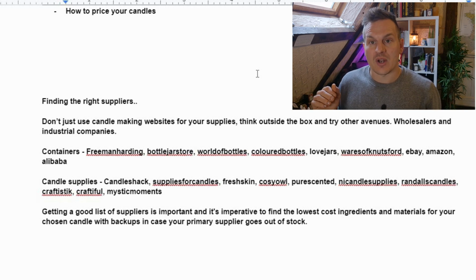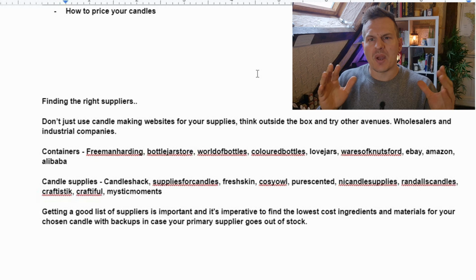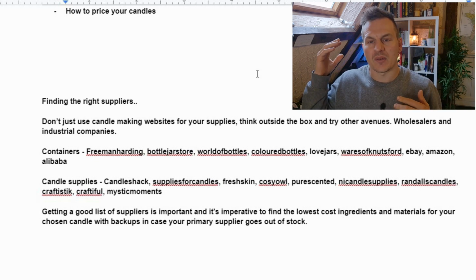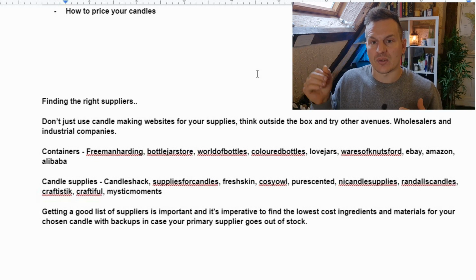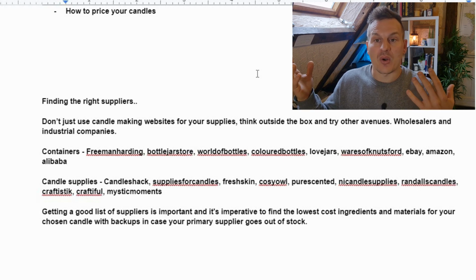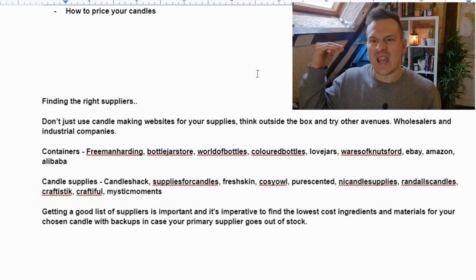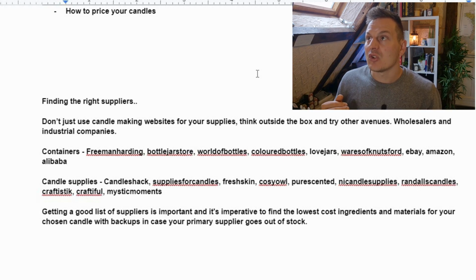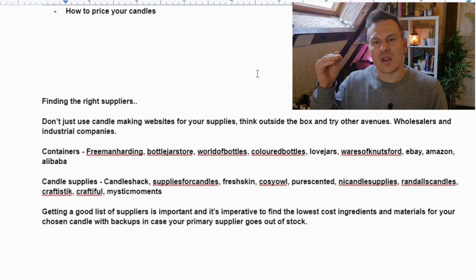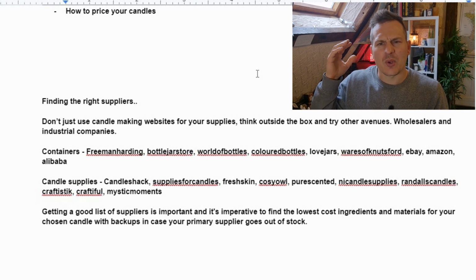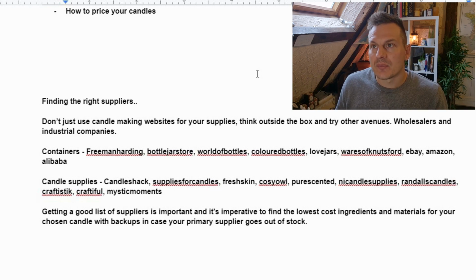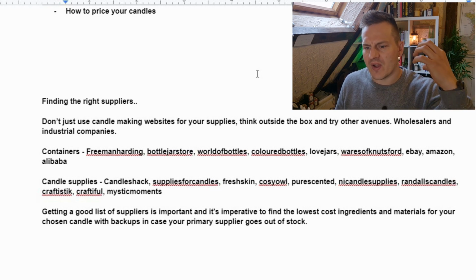So it's worth spending a bit of time looking on different websites, trying to find a container that suits what you want to make, but is also cheaper than what you might buy on something like Candle Shack or Supplies for Candles, because they buy them in bulk, I assume, from Alibaba or China, and then add a little bit of premium on them. So you could be looking at £2 to £3 for a jar, and then maybe another £1.50 for a lid. So that's about £4.50 before you've even started putting wax or wicks in it. So it's prudent to look around and to reduce your costs as much as possible first.